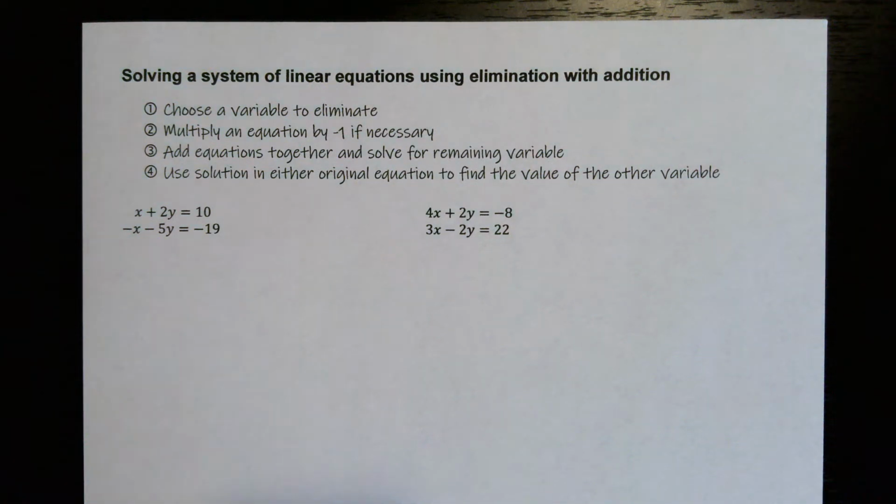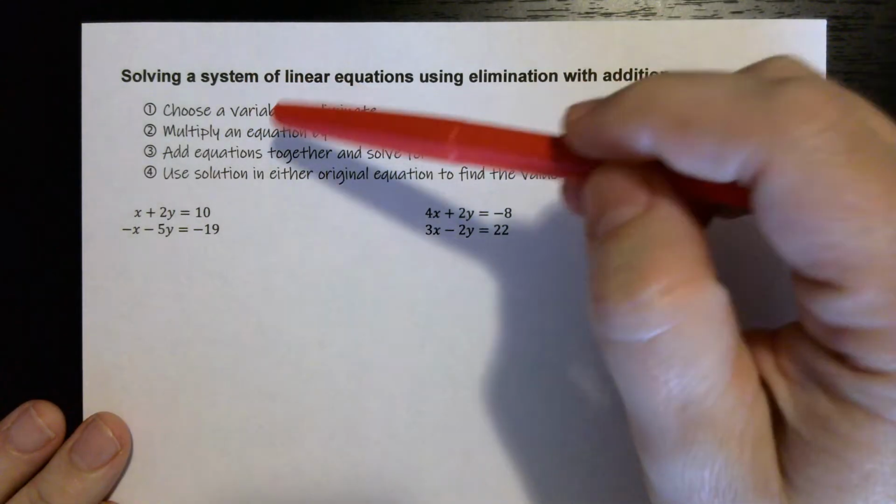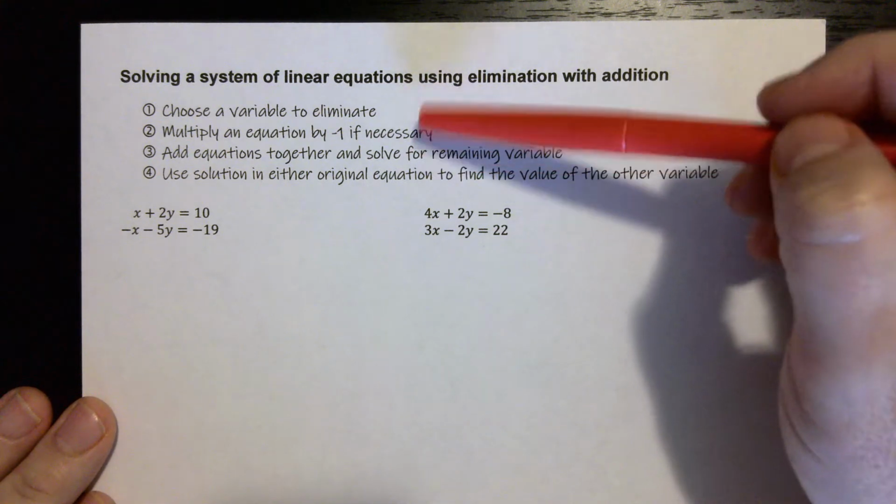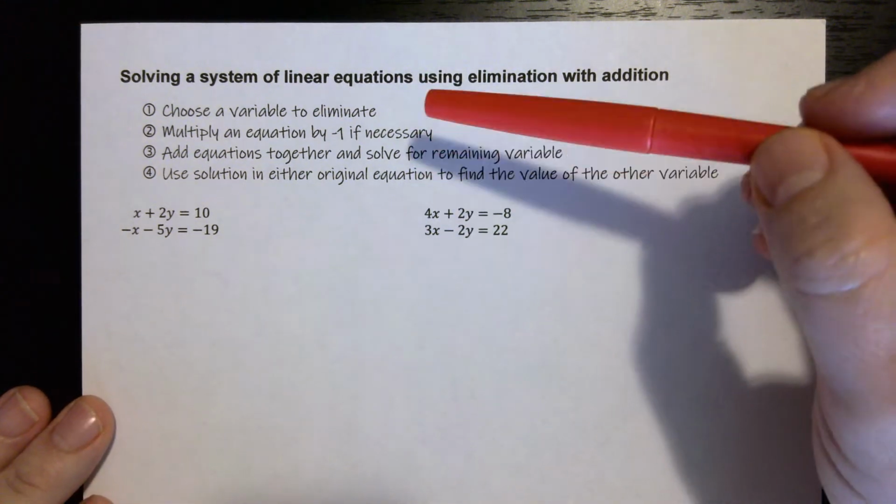In this video, we're going to be solving a system of linear equations using elimination with addition. Okay, so the first step, we will choose a variable to eliminate, multiply an equation by -1 if necessary. So we're going to have to make something the opposite so that when we add them, they will cancel out.